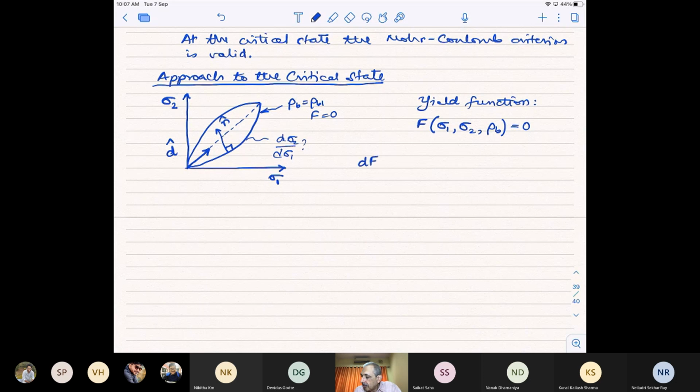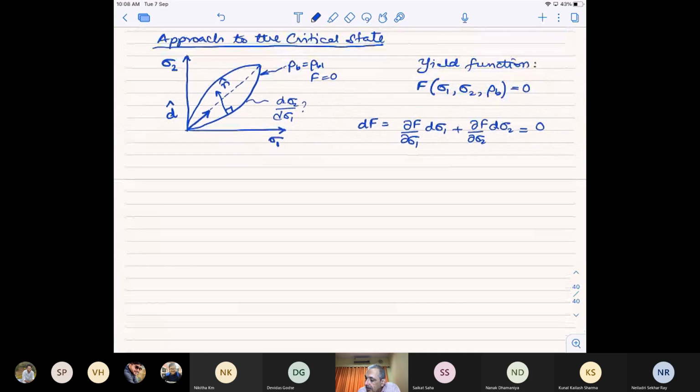If I write down the total differential, then df is just del f by del sigma 1 d sigma 1 plus del f by del sigma 2 times d sigma 2. Of course, in general there will also be the density term, but we are only interested in a constant density, rho b equal to rho b1. So these are the only two terms, and on this line this must be equal to 0.